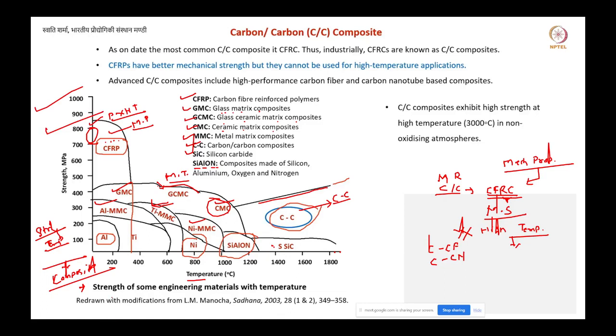Now, the strength of some engineering material, it is saying the temperature. Here the carbon-carbon composite exhibits high strength at high temperature in a non-oxidizing atmosphere, it is saying. So let's say if you are going to more than 3000 degrees centigrade, but if you use an oxidizing atmosphere, it can oxidize and the strength can reduce. But if you are using some inert atmosphere, then probably you can have a good strength.